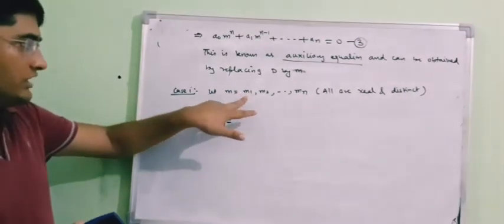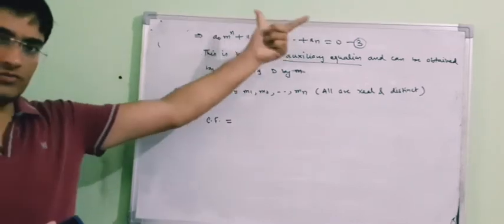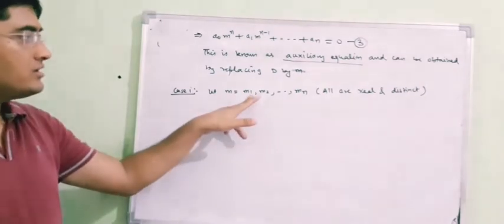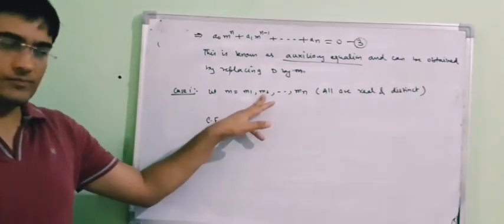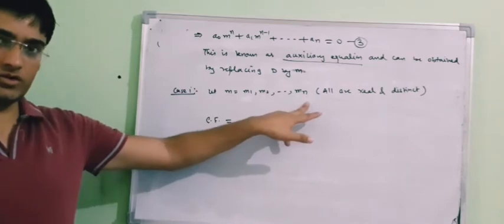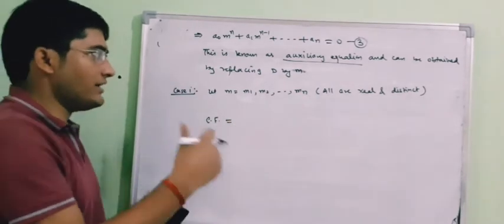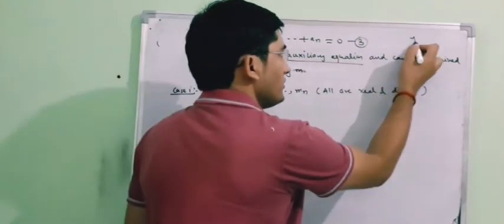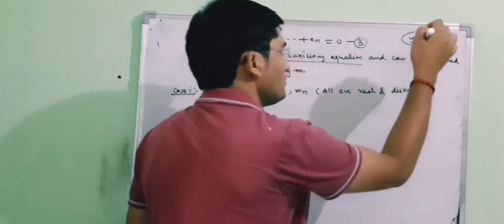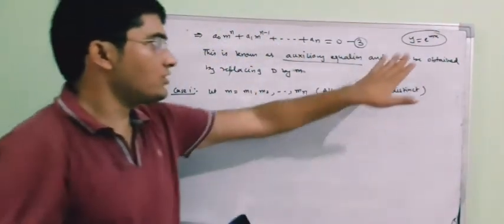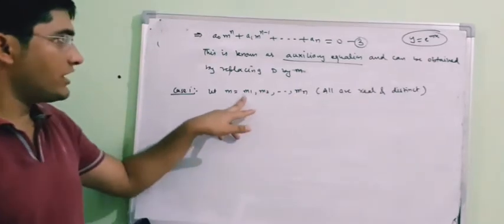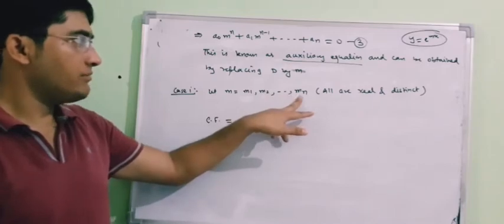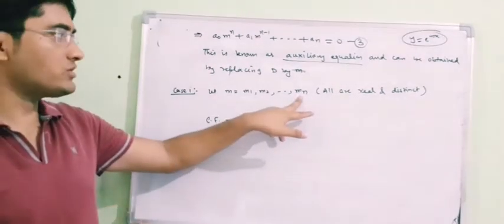Now if e to the power mx is the guess solution of this differential equation 2, then e to the power m1 x will be the solution. Similarly, e to the power m2 x will be the solution, and then e to the power mn x will be the solution. As m1, m2, mn are the roots of this auxiliary equation, and our initial guess e to the power mx is the solution of equation number 2, e to the power m1 x, e to the power m2 x, and e to the power mn x will also be solutions of equation number 2.